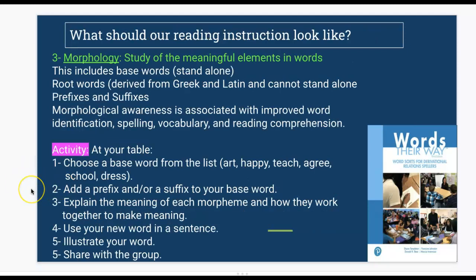So should you choose at your table to do this activity, choose a base word from this list provided: art, happy, teach, agree, school, and dress. Add a prefix and or suffix to your base word. Explain the meaning of each of your morphemes and how they work together to make meaning. Use your word in a sentence. Illustrate your word and share it with the group. If you choose to do that, just go ahead and pause me.